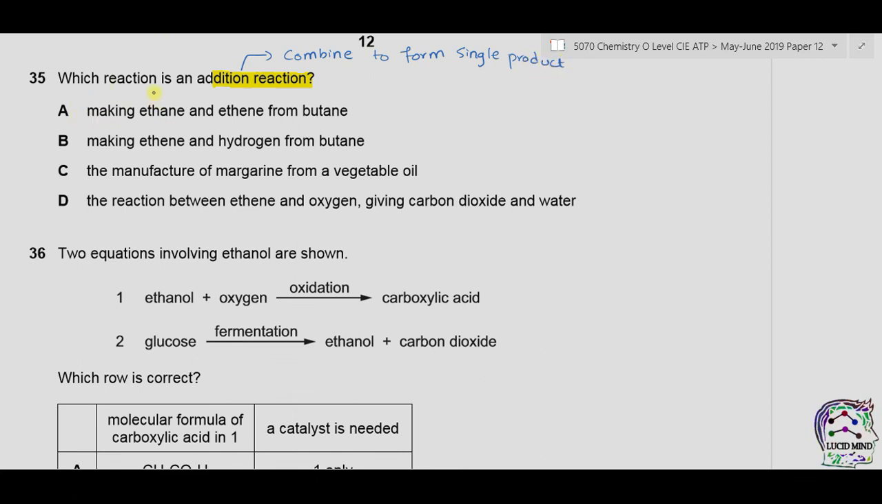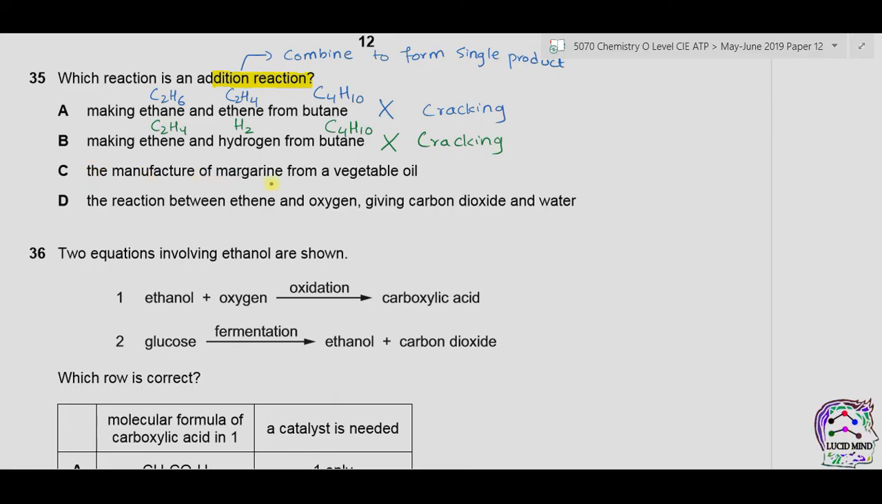A, making ethane, which is C2H6, and ethene, which is C2H4, from butane. This is incorrect because two products are being formed from one reactant, so this is not addition, it is cracking. B, making ethene, which is C2H4, and hydrogen, which is H2, from butane. Again, this is not addition because two products are being formed, so this is cracking.